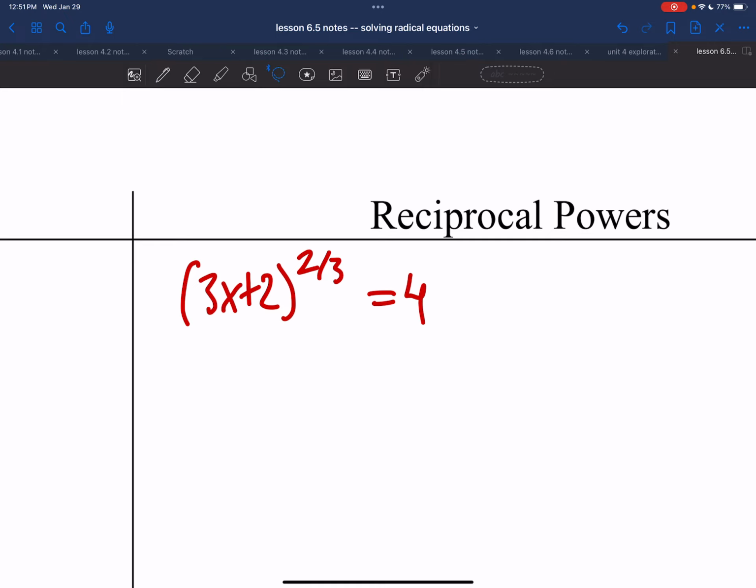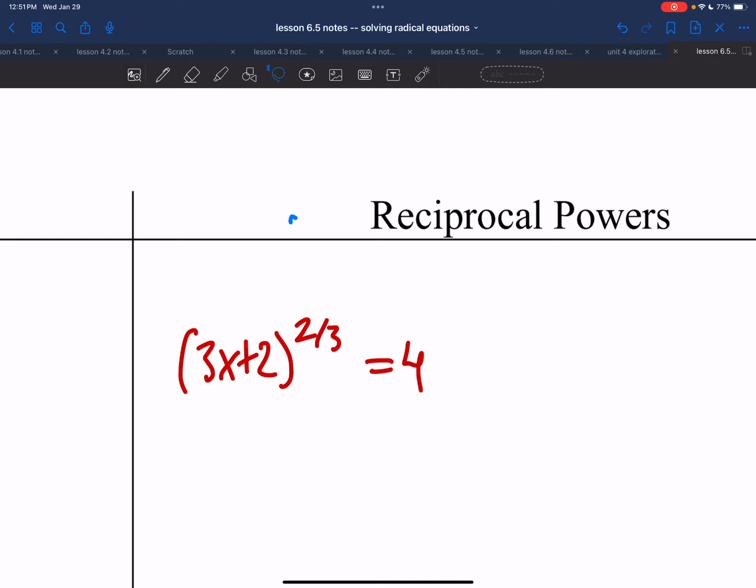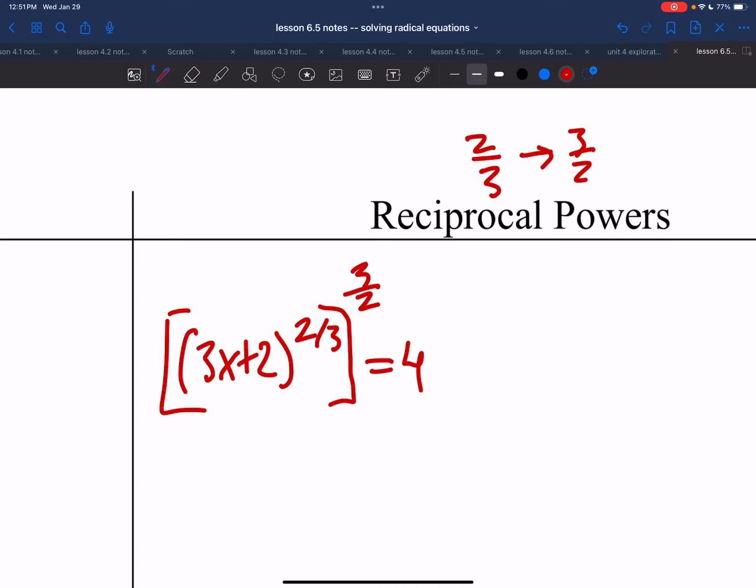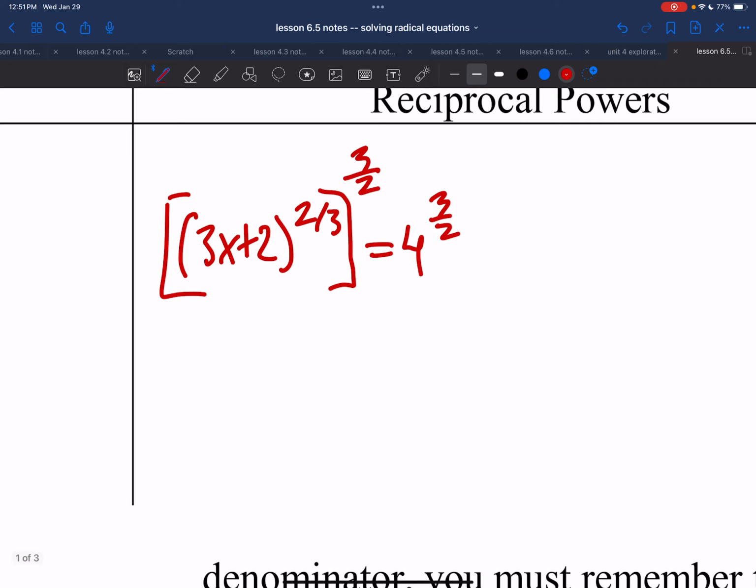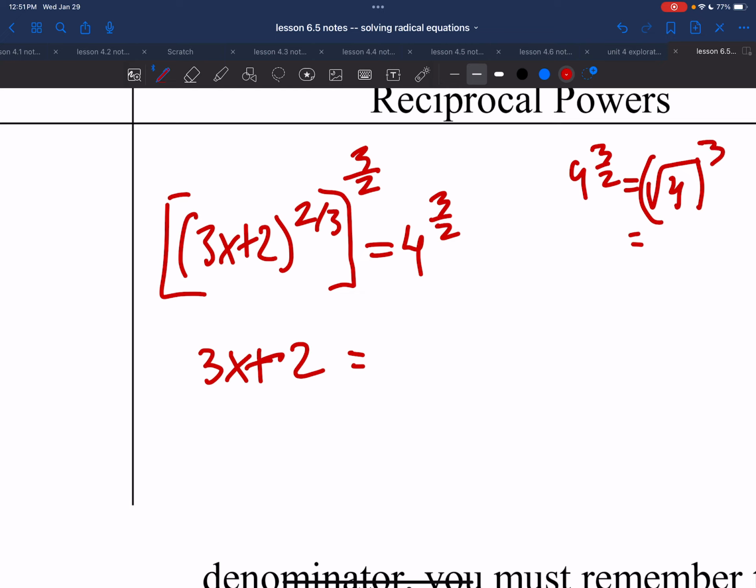What we just talked about is how you get rid of this power: you raise both sides to the reciprocal power. So the reciprocal of 2/3 is 3/2. So I put this to the 3/2, and I put 4 to the 3/2. And so this just becomes 3x plus 2 equals 4 to the 3/2, which means to take the square root of 4 and then to cube it. Square root of 4 is 2, and 2 cubed is 8. So I get 8 here. Now I just solve for x: minus 2 from both sides, I get 6, divide by 3, I get 2.